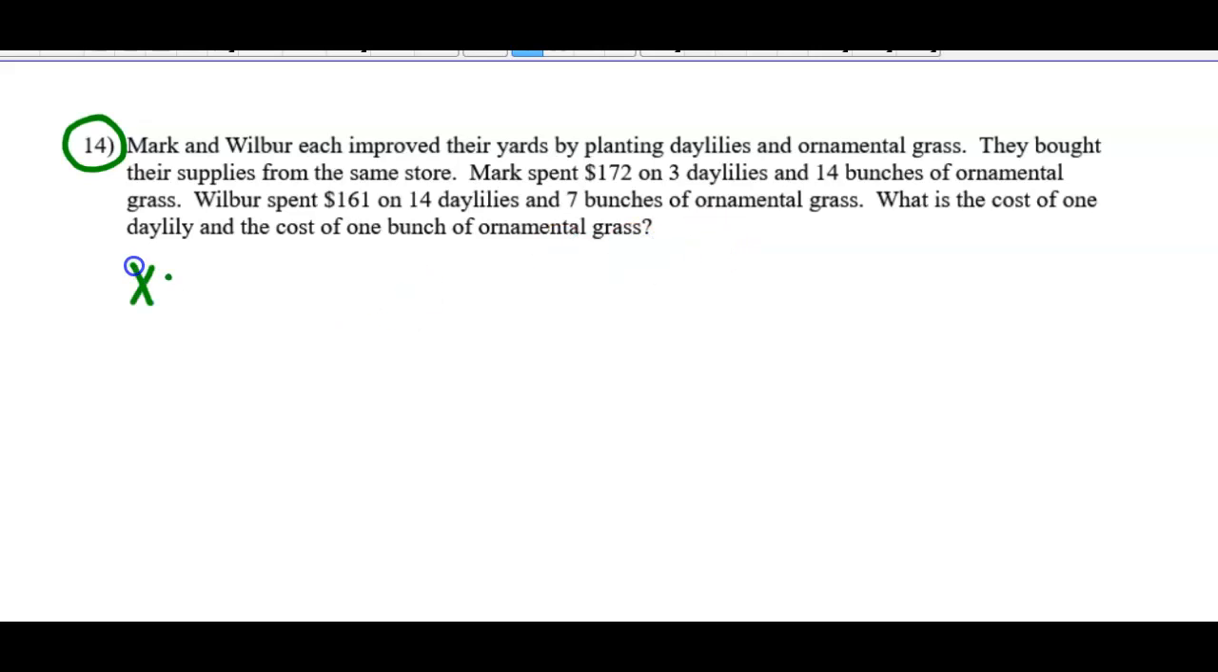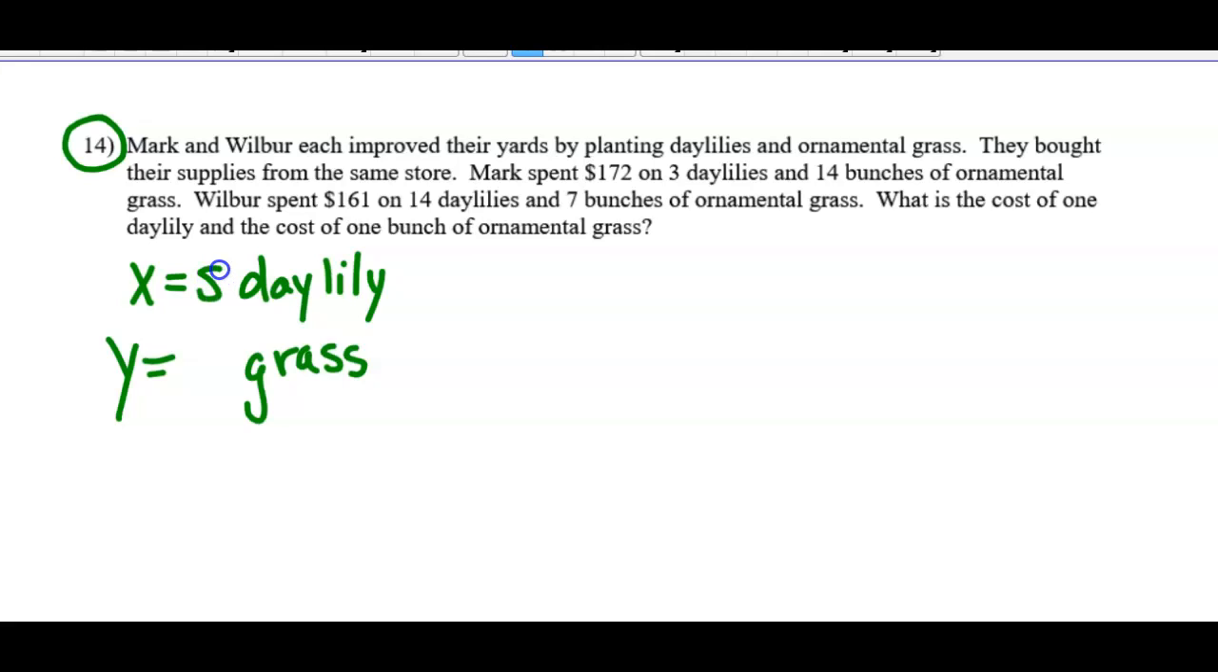Please do not do this. You need to specify what it is. Is it the number of daylilies, the cost, the weight, the height? What is going on? It says, what is the cost? So you could say cost of daylily, or you could maybe abbreviate dollars for daylily, dollars for grass.